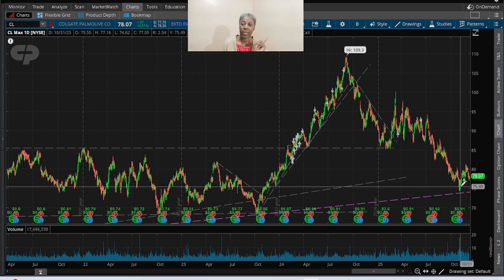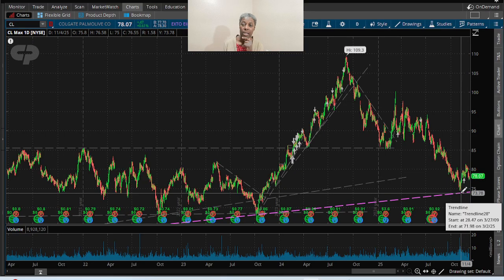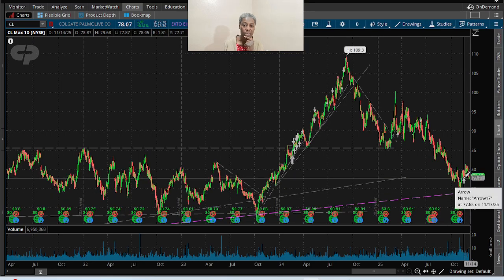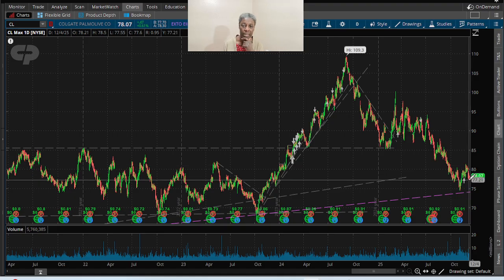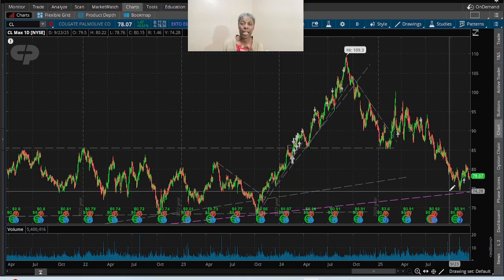So, I just let it be until it came down and started going up, and I purchased it there. But you see, it continued up a little bit and pulled back again. But this is the valley line that I like to buy at.